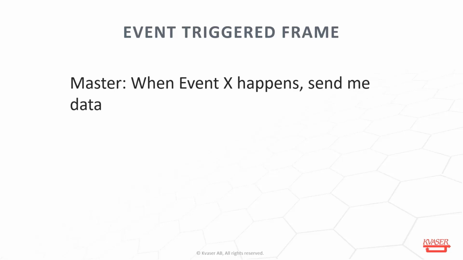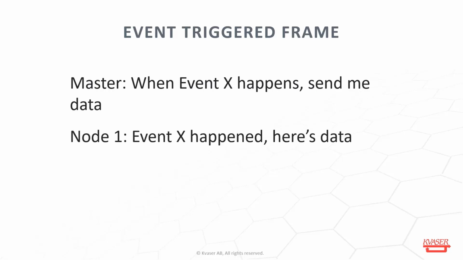An event-triggered frame works a little differently. With an event-triggered frame, the master has sent out a notice that when an event happens, the nodes respond with data. So instead of the master sending out a header, receiving data, sending out a header, receiving data, one frame at a time, it pre-writes that frame and puts it out on the bus, like, okay, when X happens, fill it in and let me know.